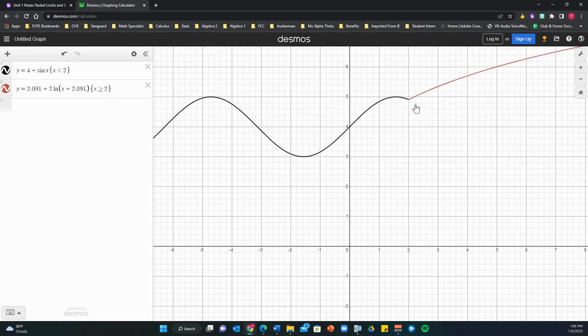Now you can see that this graph has a relatively continuous transition. Again, it might not be exactly connected because I rounded the 2.091, but you guys can see to the naked eye that it is a continuous transition.